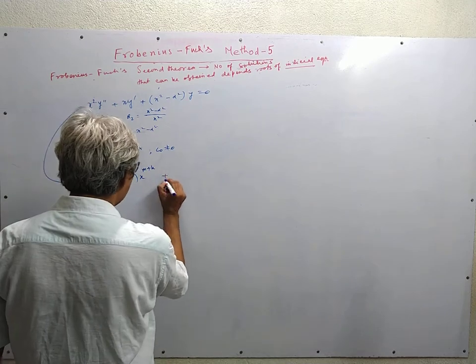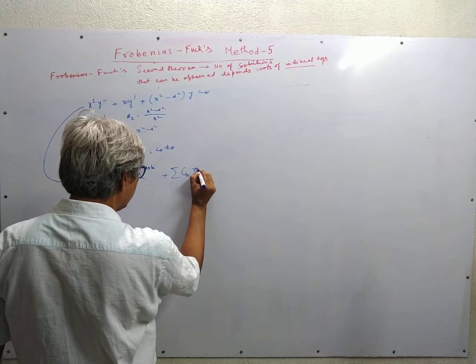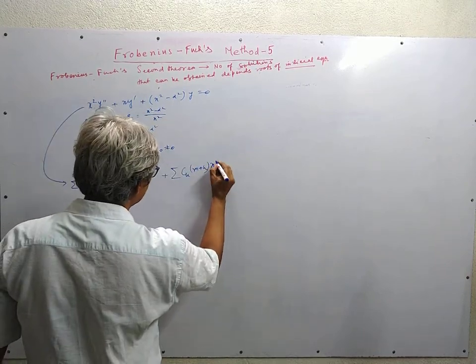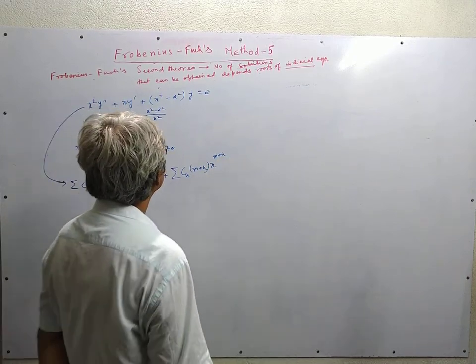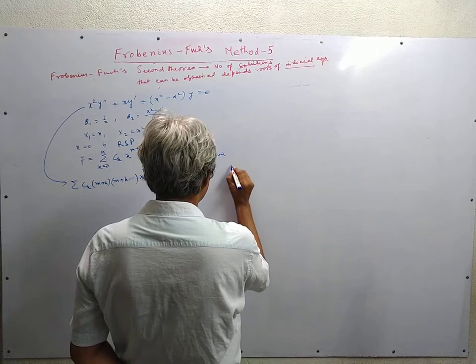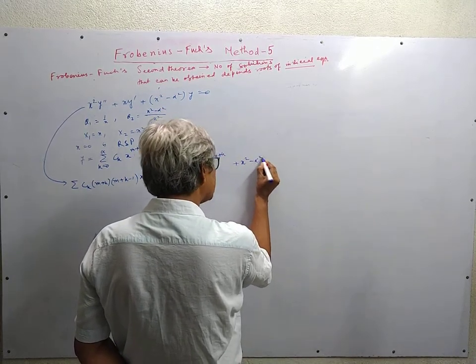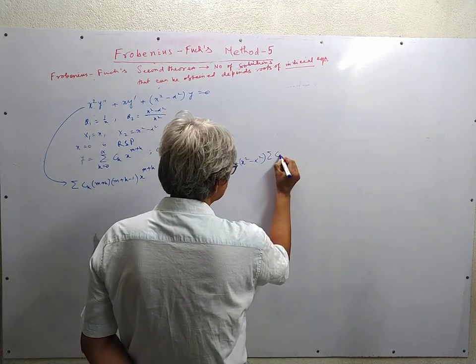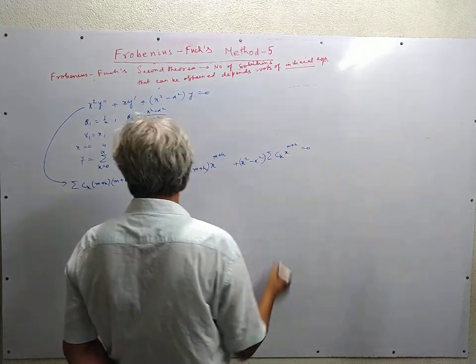And for the second term we will have summation over ck m plus k, again the power is raised to x to the power m plus k. And for the other two terms we will have plus x square minus alpha square, where alpha is any real finite quantity, ck x to the power m plus k is equal to 0.